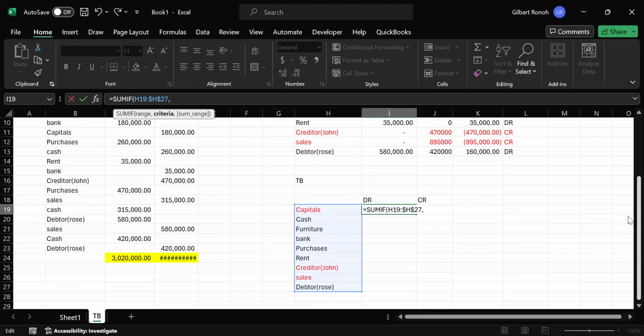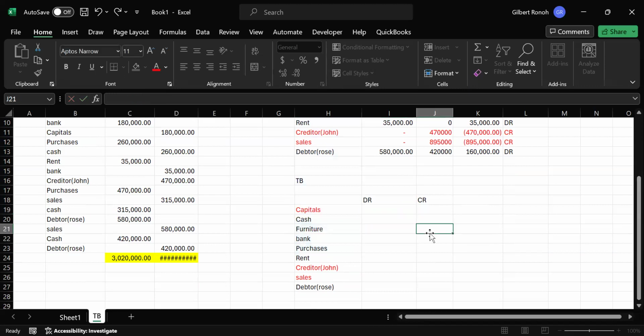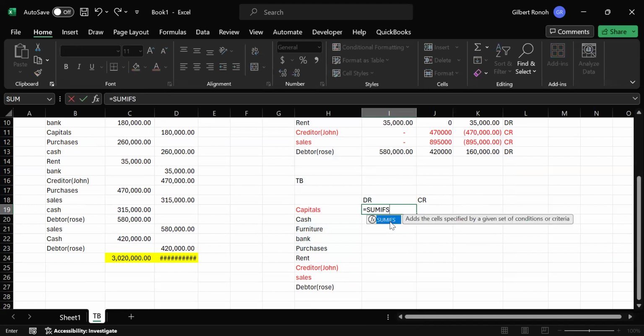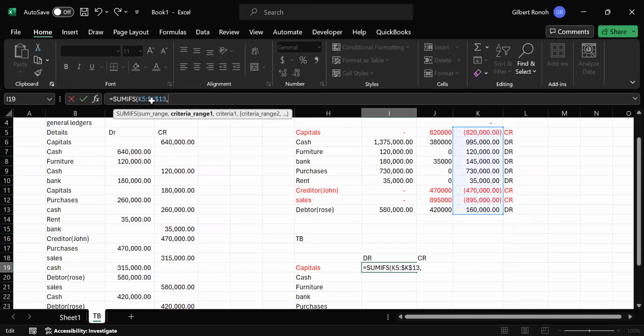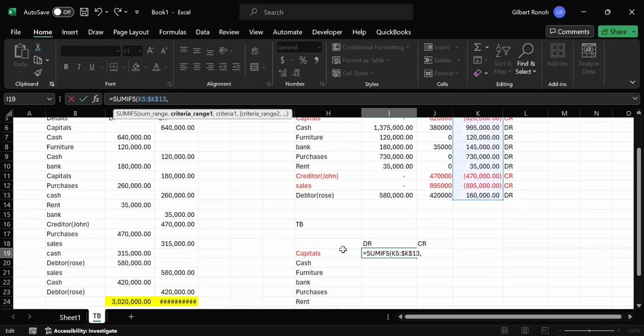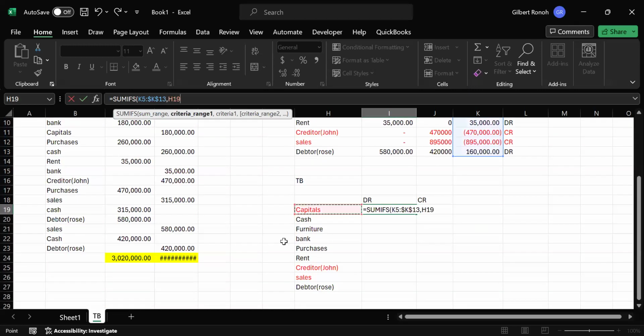So I will use what is called SUMIF with more than one criteria. So I will not use this one, but SUMIFS with an S. The sum range in this case is this one, and then I lock that, comma. The first criteria range is this. I lock that. I have to lock the two also. Even this, I have to lock, comma. The criteria is this. That one I don't lock because it will keep on changing as I drag downward.